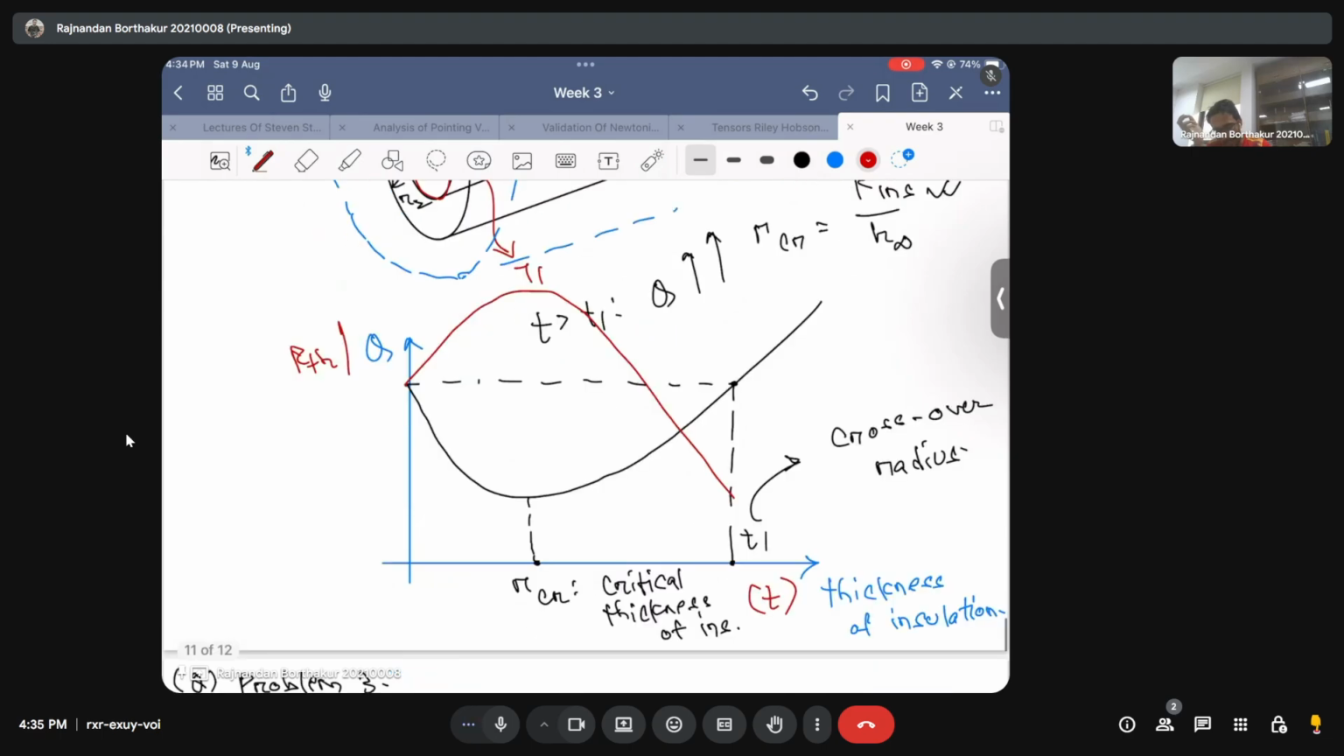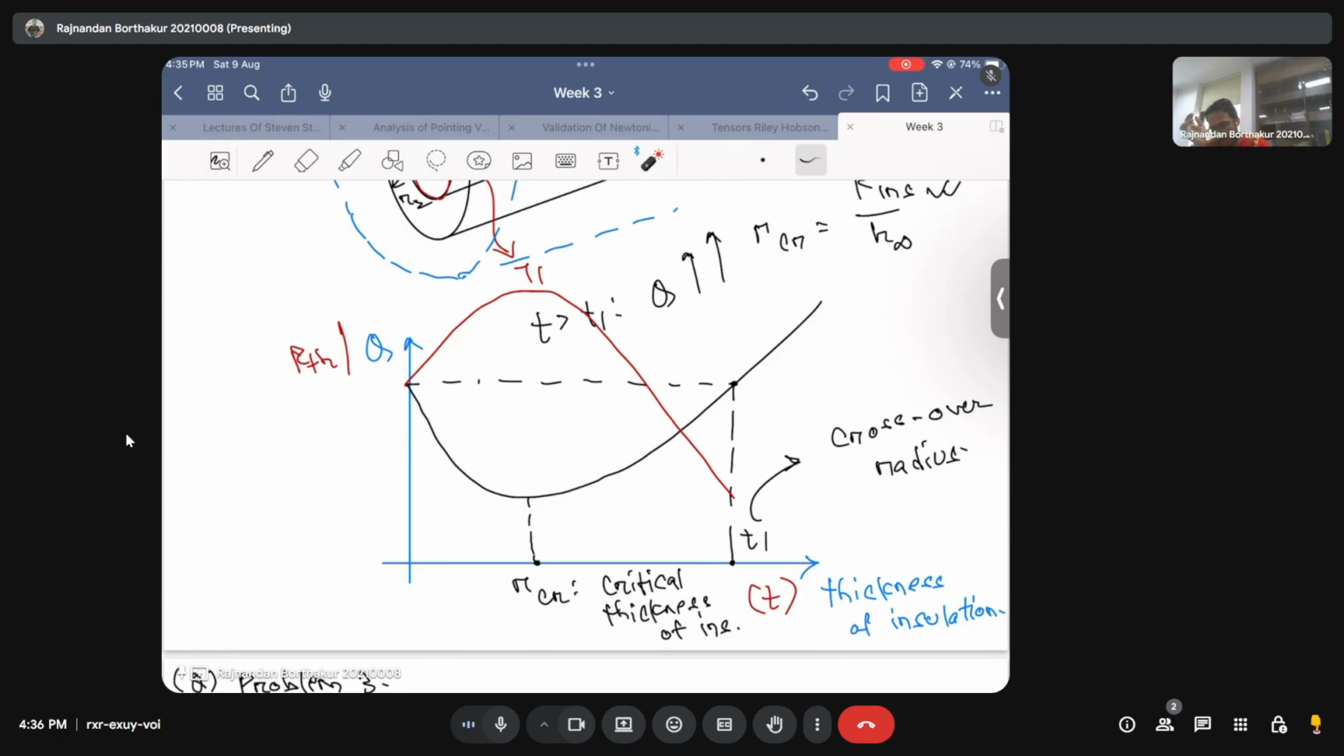At RCR, your resistance is actually maximum. After RCR, your convection resistance dominates over the conduction resistance. Your cumulative resistance will decrease beyond RCR, and that is the reason why your rate of heat transfer increases after you cross the critical radius of insulation. Because there are now two resistances that come into the picture.